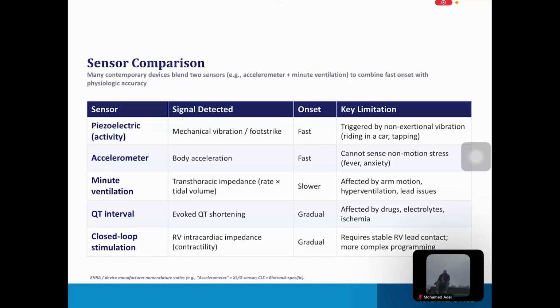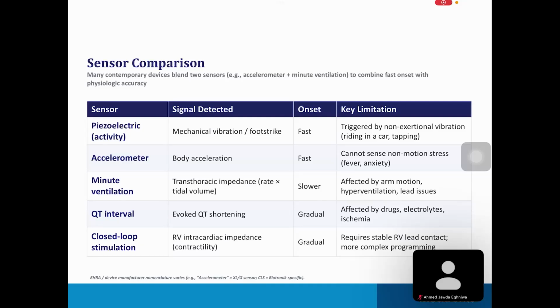There is a difference between rate modulation, which is in the NBG code, and a feature in the pacemaker called rate drop response. The most effective sensor in rate drop response is closed loop stimulation. Do you understand the difference between rate modulation and rate drop response? Repeat, please, Doctor. I will clarify it.